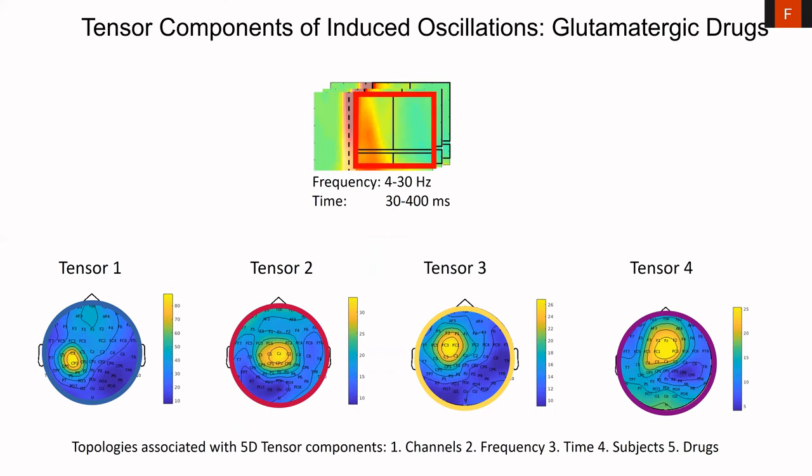So what I did, basically, is a new analysis on the frequency range of 4 to 30 Hz and on the time window 30 to 400 milliseconds after the TMS pulse. And I found 4 main components.